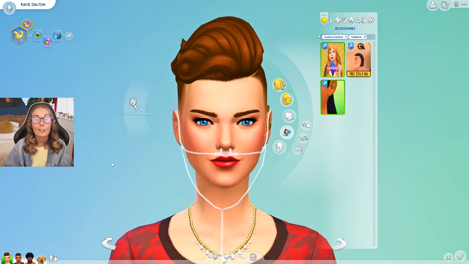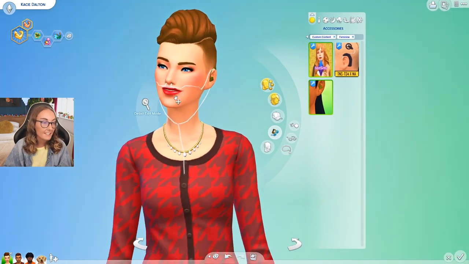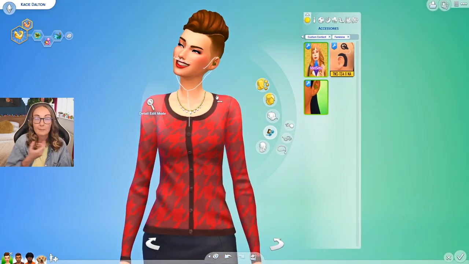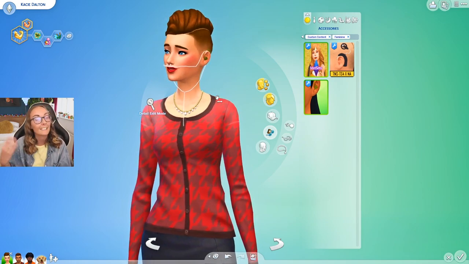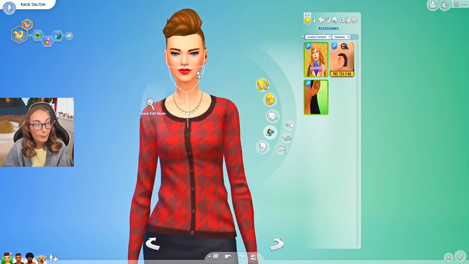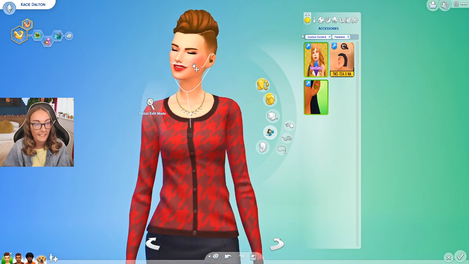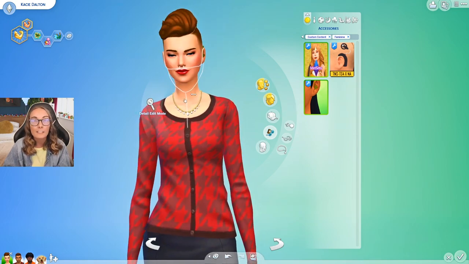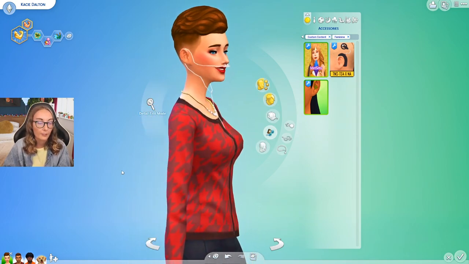And just to quickly show you how it looks in the game, this is how it looks. I will say when your Sim starts moving around a little bit, like if they smile, you will probably see a little bit of clipping in the cheeks, but that can't really be helped. It's just the way that it's molded onto the Sim.